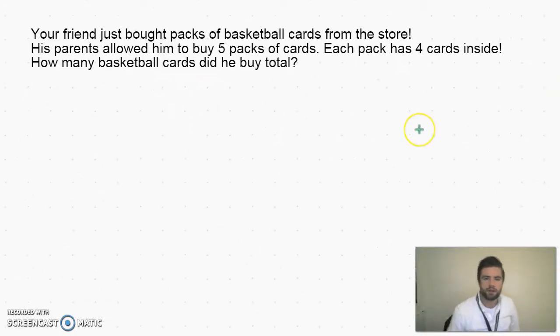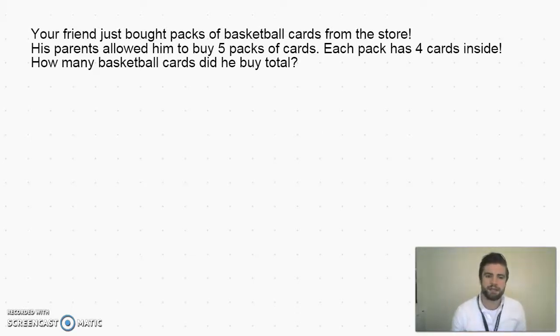Okay, so here's our multiplication problem or division problem. We got to figure out which one we should use by drawing pictures. So your friend just bought packs of basketball cards. Basketball cards are just collectible versions of different players that you like, that you can have on a card, and you can trade them back and forth.